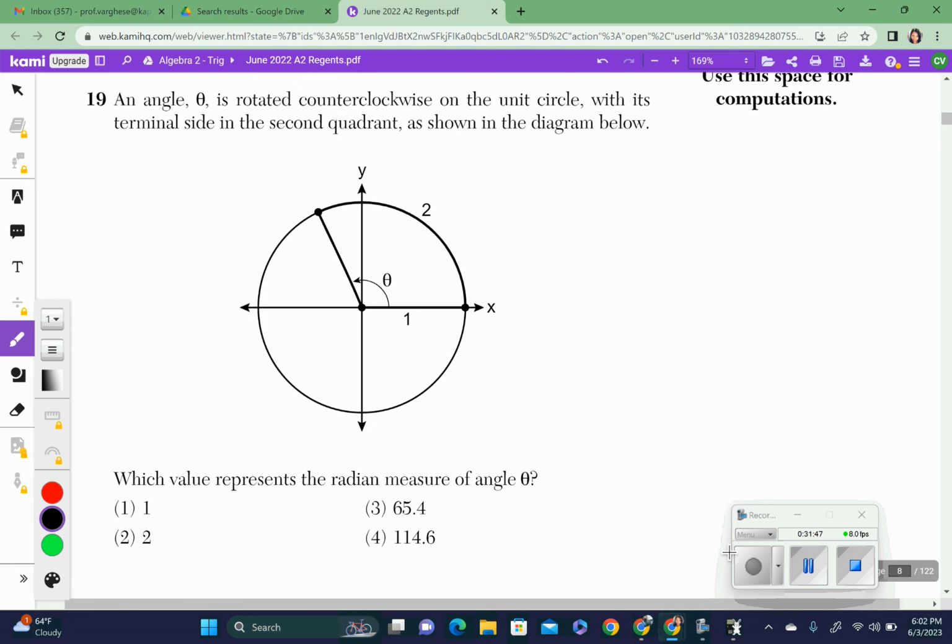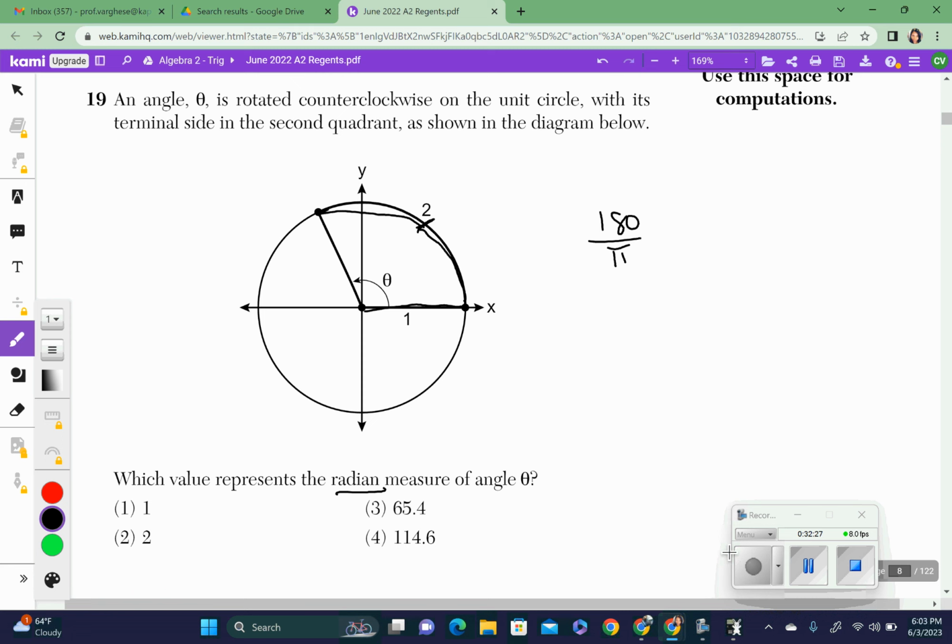Which value represents the radian measure? So they're giving you this right here, and they're asking you which one represents the radian measure. So radian, again, is the same thing as 180 divided by pi, is the same thing as 1 radian. So if I were to take this radius and stretch it out right here, that's going to be about 1 radian, and this is going to be about 2 radians.